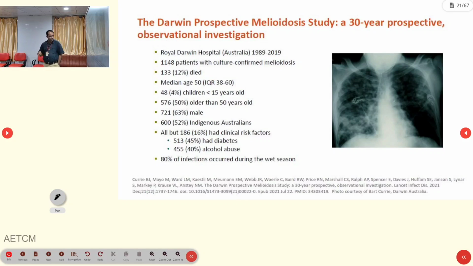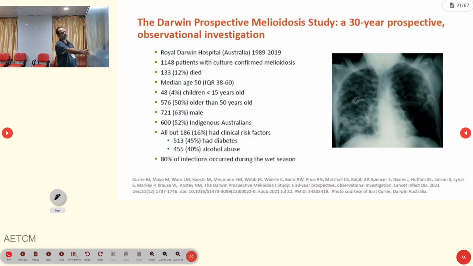63% were male. 52% were indigenous Australians. 16% had no risk factors, but still melioidosis. 45% were diabetes, 40% were alcohol. So we have both these risk factors in Kerala. So we are a hotbed for melioidosis. The environment is also having pseudomyeli.